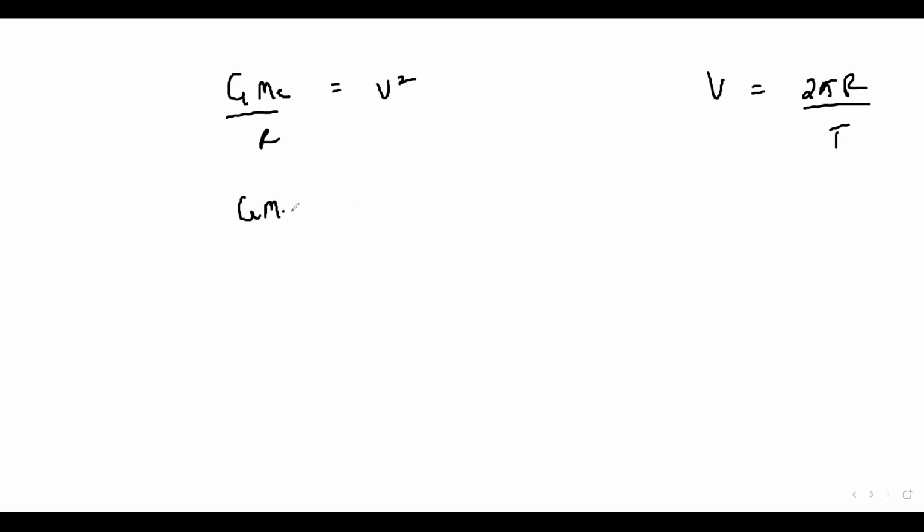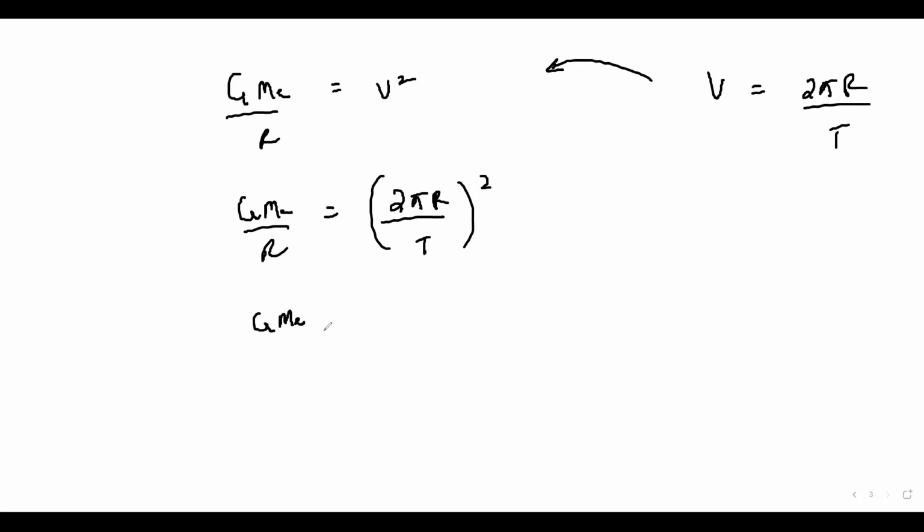So that is G Me over r. If I substitute the value of v here in this equation, it will be 2 pi r over T, and then squared. So G Me over r equals 4 pi squared r squared over T squared. When we simplify, r is divided on one side so it will be multiplied on the other side, and T squared is divided, so multiplied on the other side. So this will be G Me T squared equals 4 pi squared r cubed.